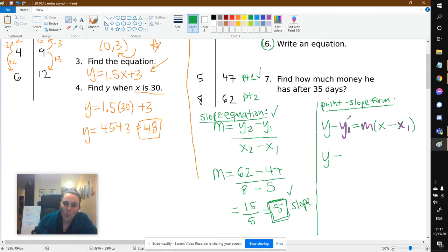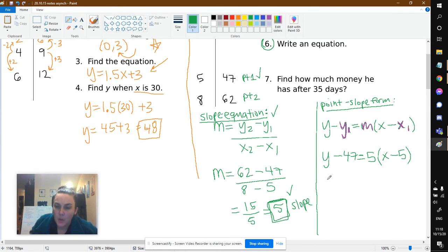So I'm going to write y minus, and here I'm going to plug in the y coordinate of our first point, which for me was 47 up here on the table, equals, I'm going to plug in my slope, which we figured out was 5. I'm going to write a parenthesis, an x, a minus, and here I'm going to plug in the x part of our first point, which is 5. So that's how we set up this point slope form.